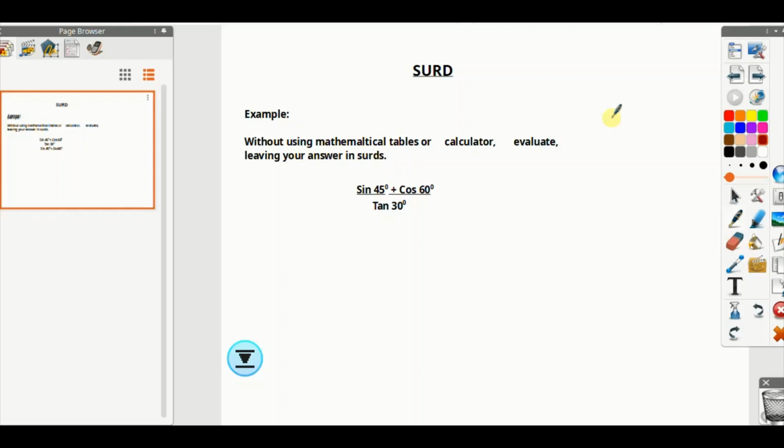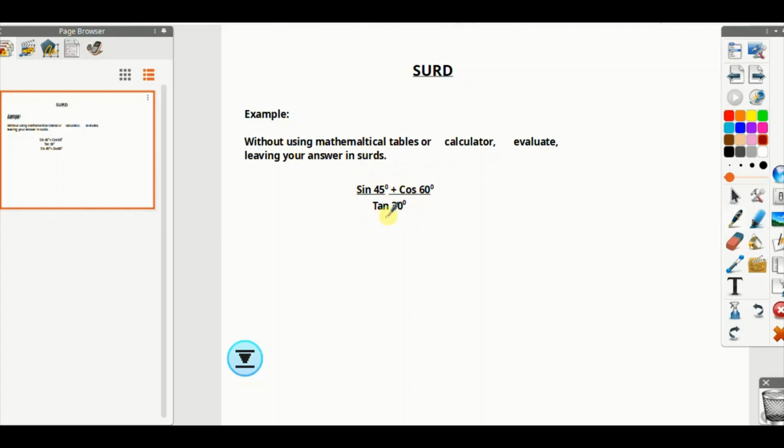Factoring surds as a topic, and we have a sample which says: without using mathematical tables or calculator, evaluate, leaving your answer in surd form, sine 45 degree plus cos 60 degree all over tan 30 degree. And we see that this question has not been given in the surd form.